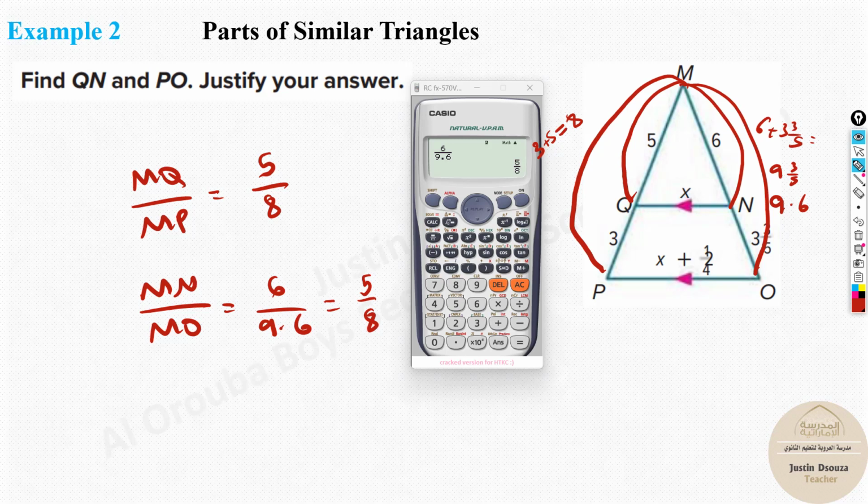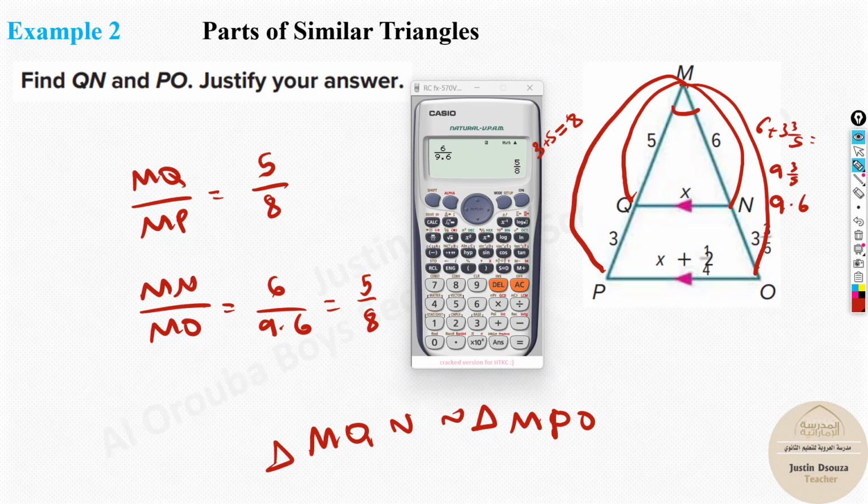Now what about the angle? The angle is equal. This is congruent. M and M is same. So these two triangles, triangle MQN is similar to triangle MPO. Okay, this is the similarity. Now, once these are similar, you can solve them.